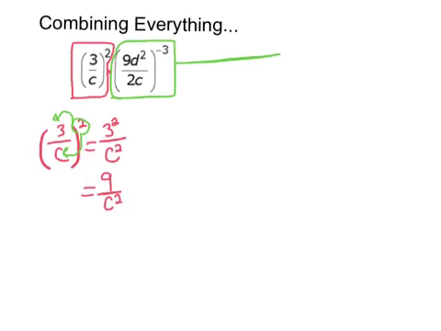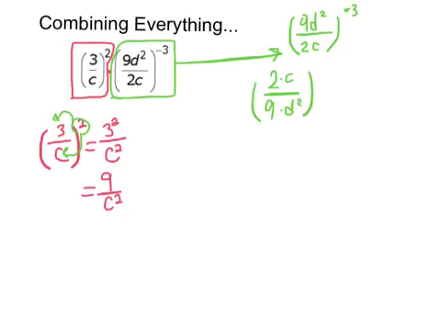So let's take a look at this one now. Let's simplify this one. So we have 9 times d to the second power divided by 2 times c, all to the negative 3 power. Now what we just learned about is the negative exponent on the outside there. And so whenever we see the negative exponent, we want to take the reciprocal. So our new problem here now is 2 times c over 9 times d squared, all to the power of 3.